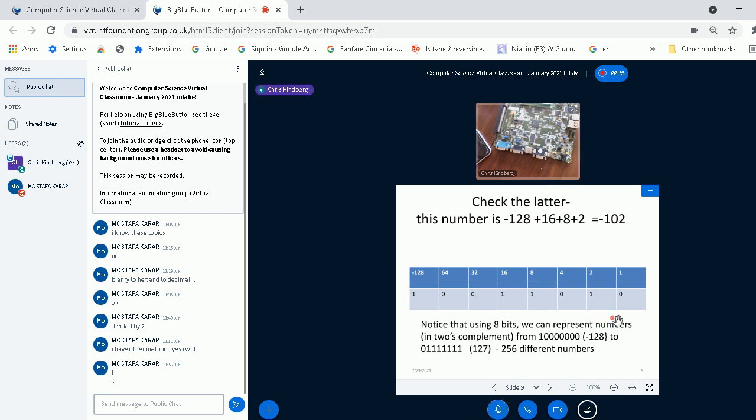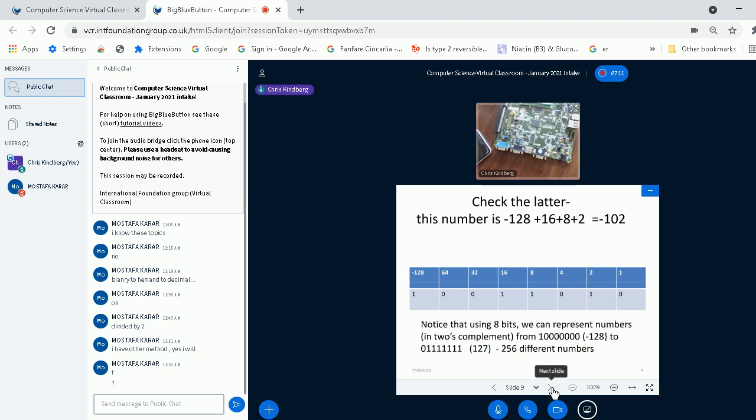So if you had all ones, you could actually represent minus 1. Am I right? Okay. So starting from minus 128, I then move on to all the numbers I can represent with this as being a 0. So I've got 1, 1, 1, 1, 1, 1, 1. Okay, so I can represent all positive numbers from 0 up to 127. And there's 256 different numbers in total.